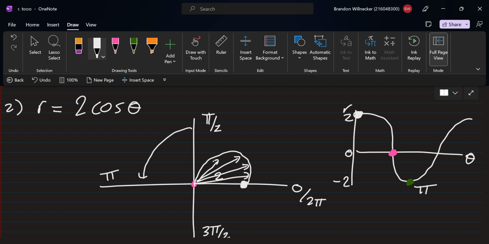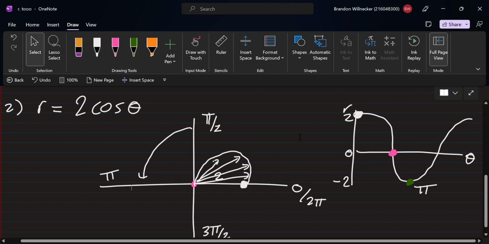So what would this look like if this radius was positive? We would start out at 0, and then from pi over 2 to pi, it would have to increase going towards 2. But since we're in that negative part, we're not going to draw it in that second quadrant. We're going to flip 180 and draw it in the fourth quadrant. That's what we do when the radius or the distance is negative.